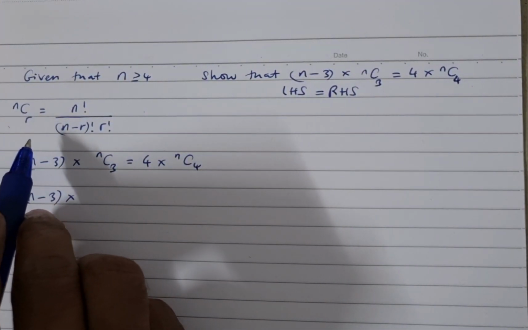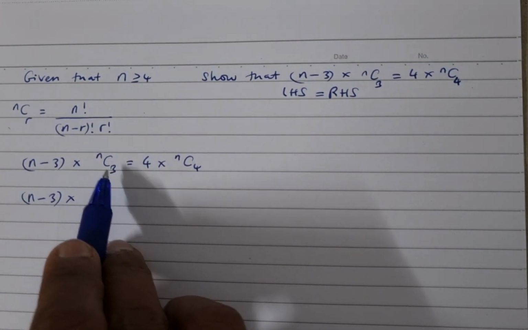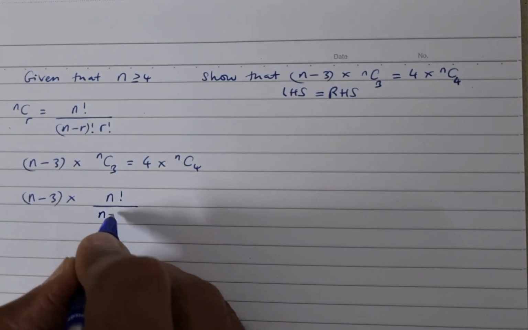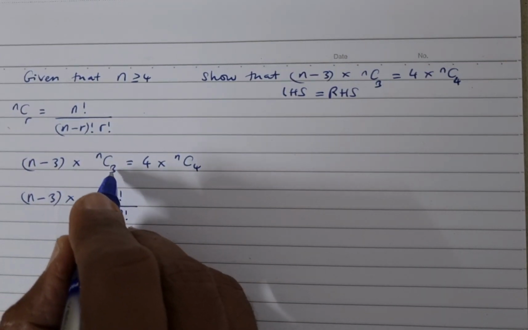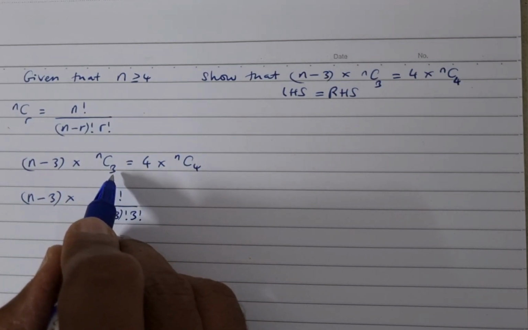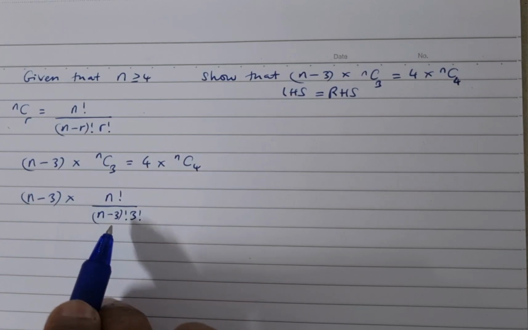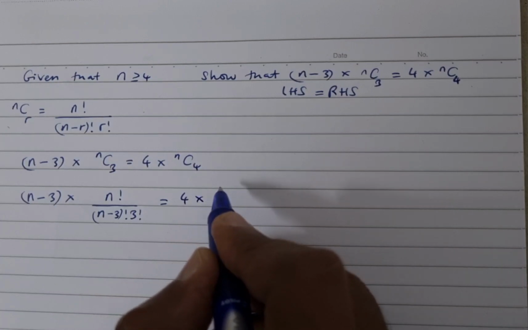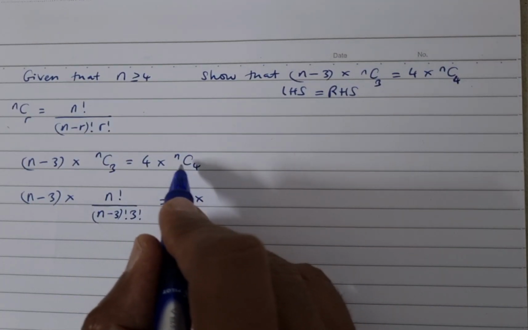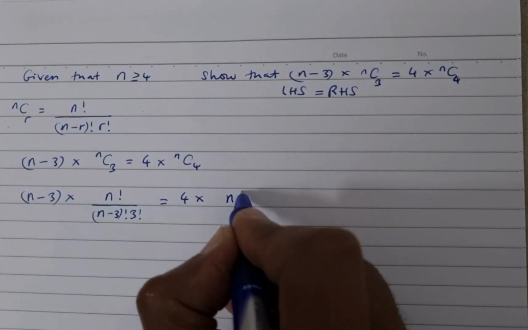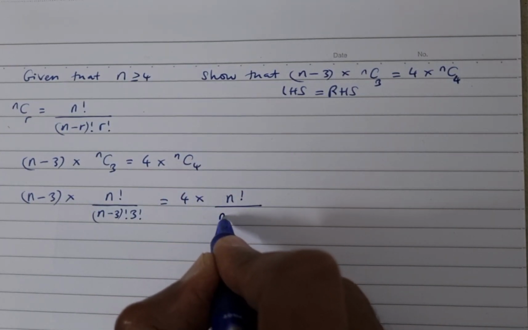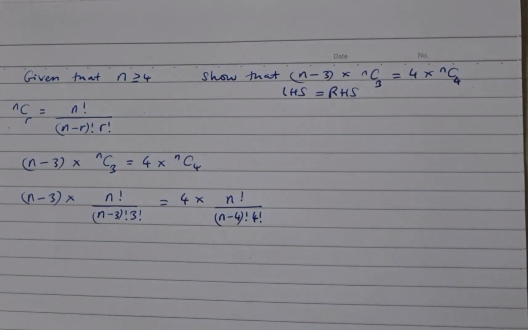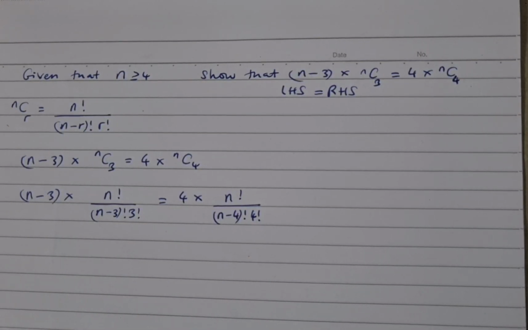So basically we're saying that nC3 is equal to n factorial divided by (n minus 3) factorial times r factorial. r is 3, so 3 becomes 3 factorial over here, is equal to 4 times, and this is basically the same as we did with this one. So nC4 would be then n factorial over (n minus 4) factorial times 4 factorial. So now we're going to look for terms where we can cancel.